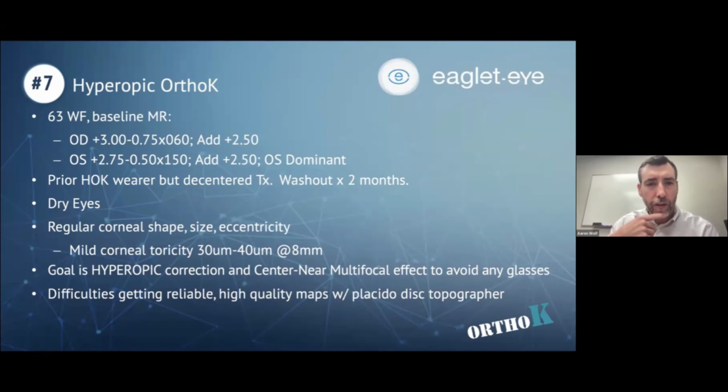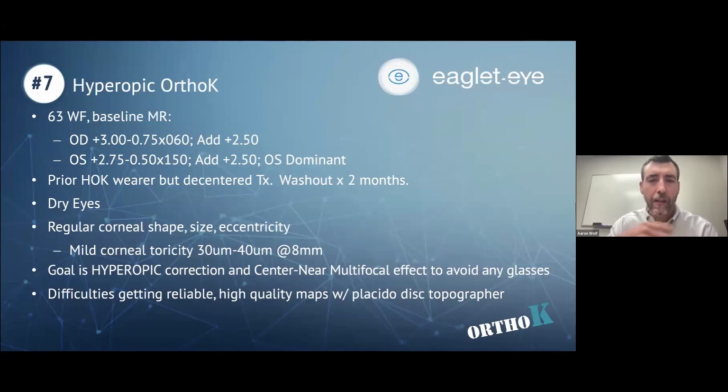She's a more mature presbyope with a full +2.50 add, and then same thing with fogging method or sensory method dominance. We find that she's left eye dominant. This patient had been in hyperopic OrthoK before in another design, and we were really just struggling with some decentered treatment. So we decided, I think that we can do better. Why don't we try again?